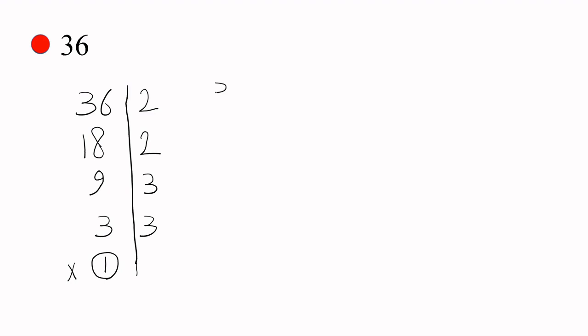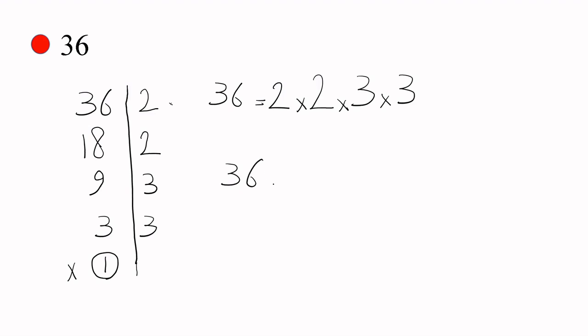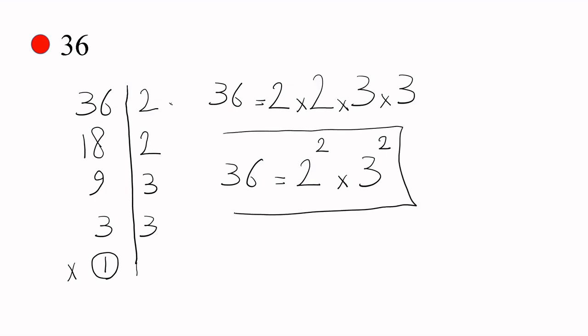Now I can write 36, which was the first number, as, look, the first number is 2, the second number is 2 again, multiplied by the third number 3, and the fourth number is 3. This is the prime factorization of 36. Or I can write it again: 36 equals 2 to the power of 2, since I have two 2's, times 3 to the power of 2, since I have two 3's. So this is the prime factorization of the number 36.